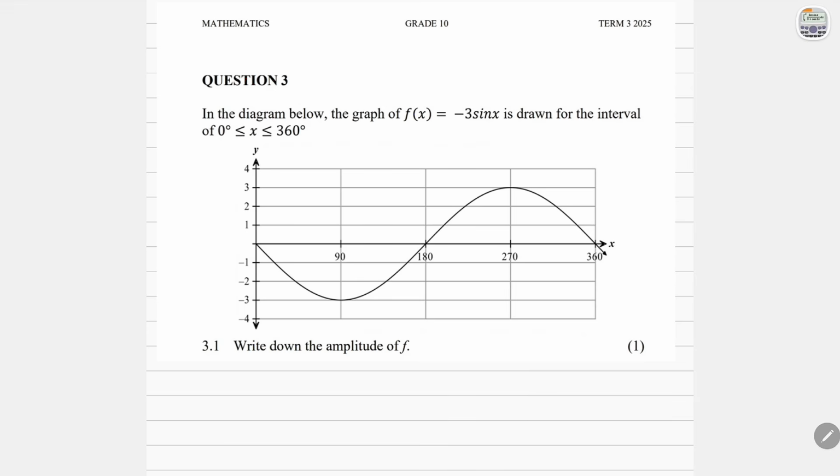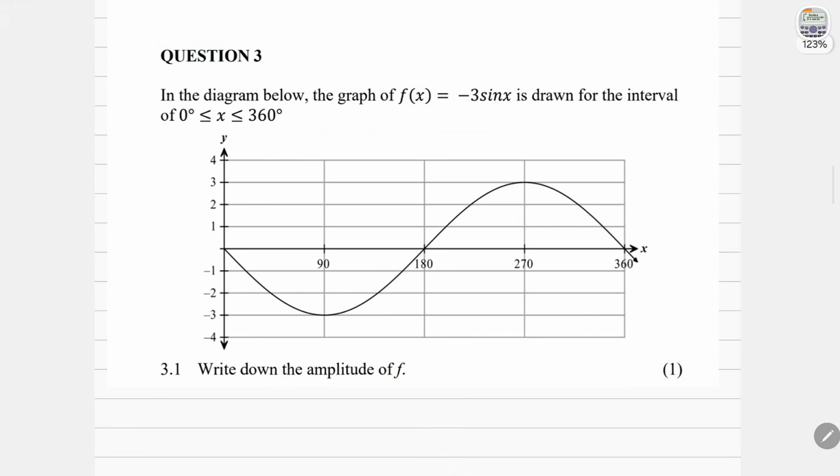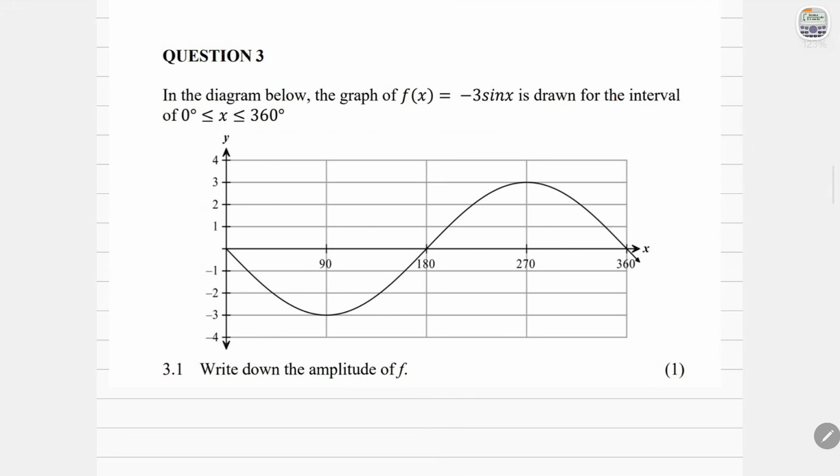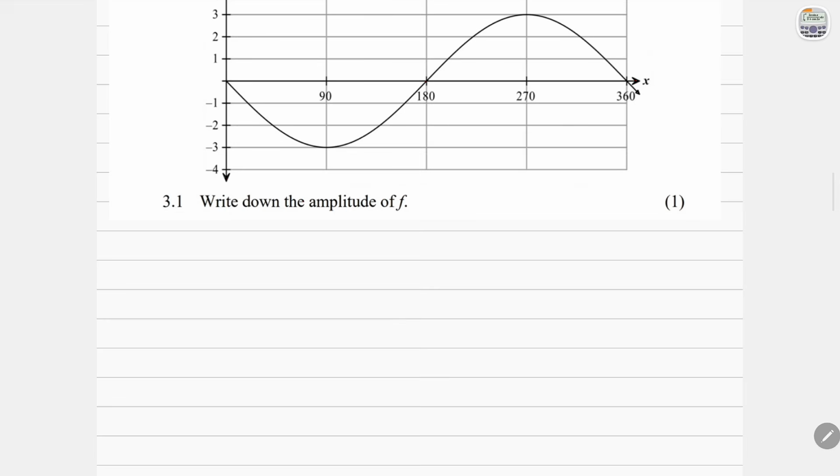Question 3 says, in the diagram below, the graph of f of x is equal to negative 3 sine x is drawn for the interval where x is greater than or equal to 0 degrees, but less than or equal to 360 degrees. Okay, so it goes from 0 degrees all the way to 360 degrees. And 3.1 says, write down the amplitude of f.